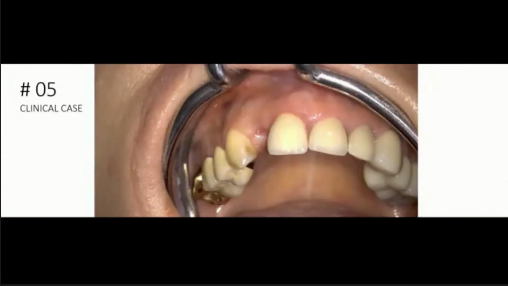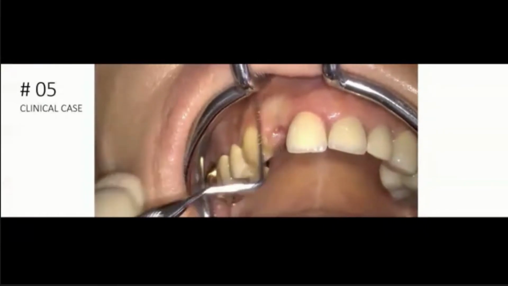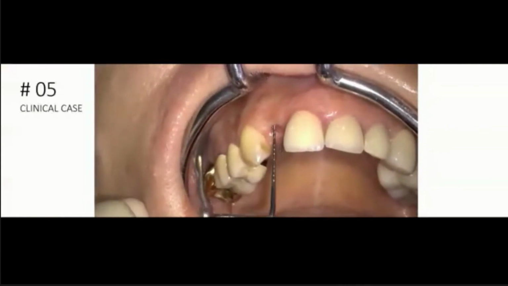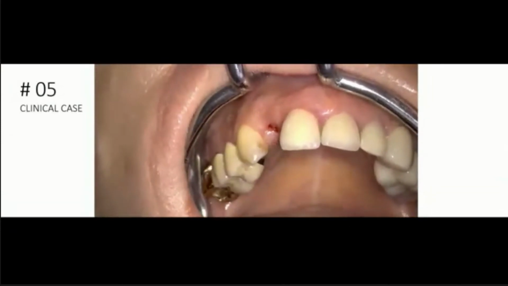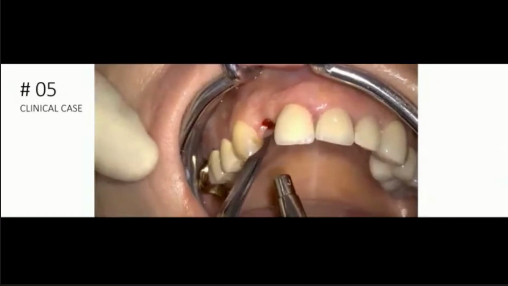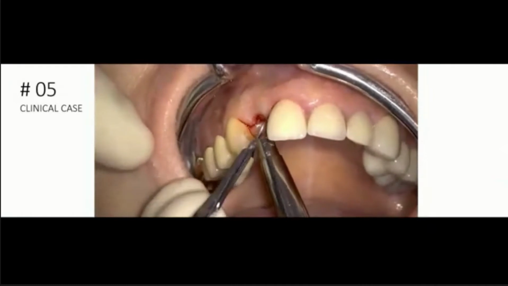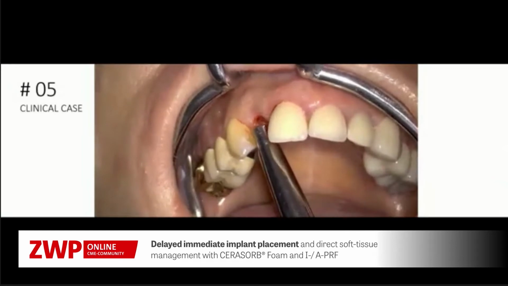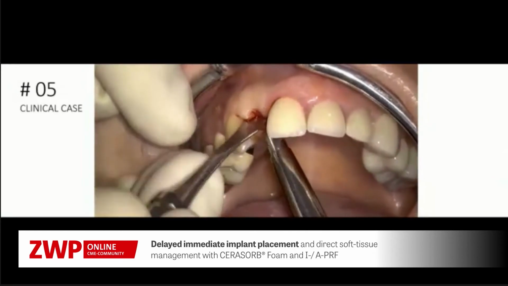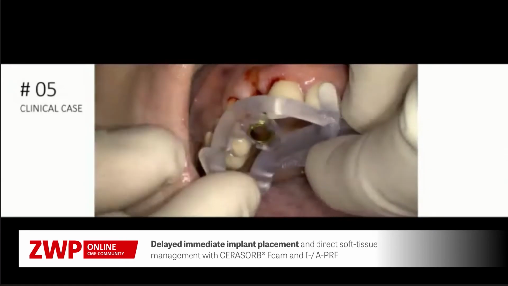And yeah, I have also prepared a video for you of this case, which I would like to show you. Here you can see the clinical situation, maybe some rests of the CERASORB. This is absolutely not a problem. We made a metacrestal incision in preparation of the flap to have the access for our implant guide. And then the implant guide placed.